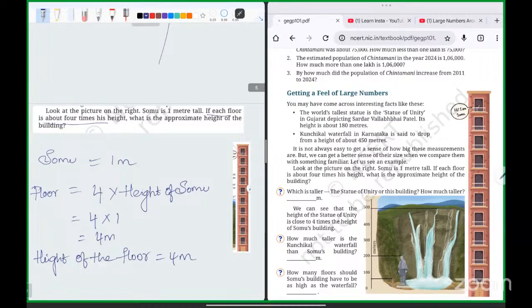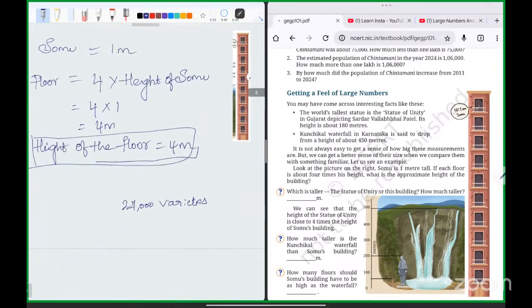So we have got the height of a single floor, only one floor. What is the approximate height of the building? So we must find the approximate height of the entire building. How many floors are there in the building? Just look at the picture firstly.